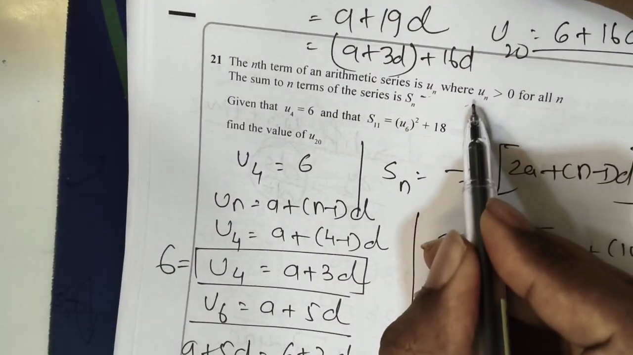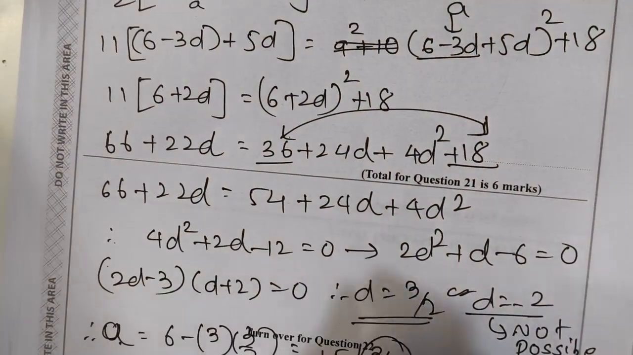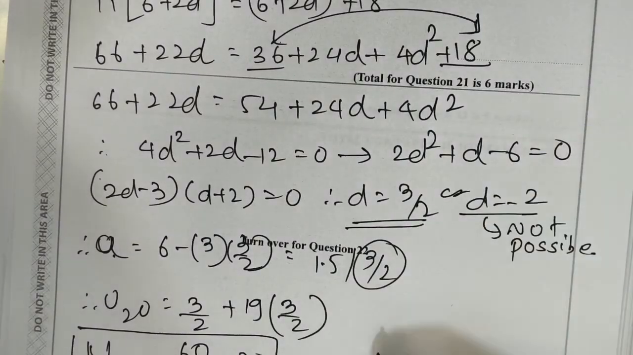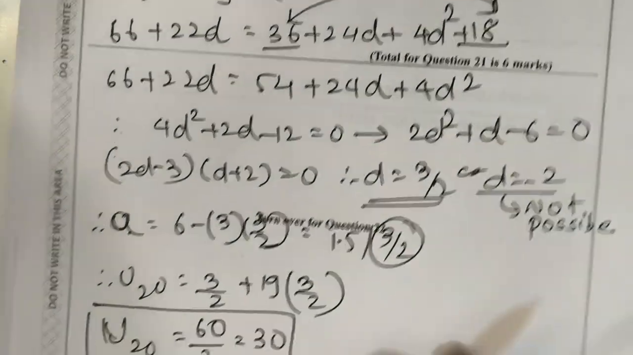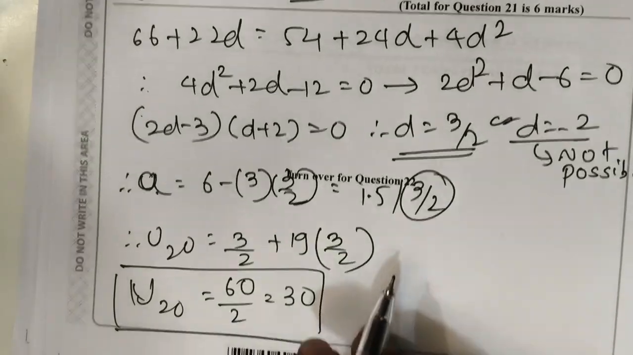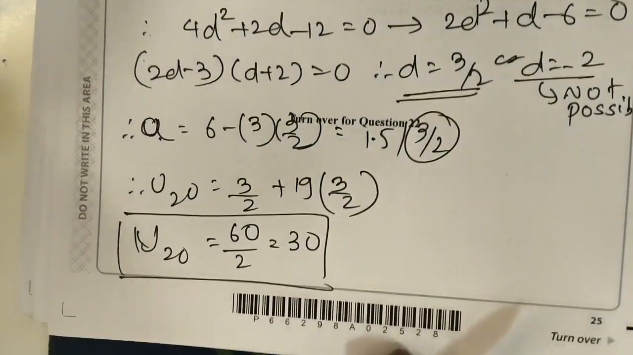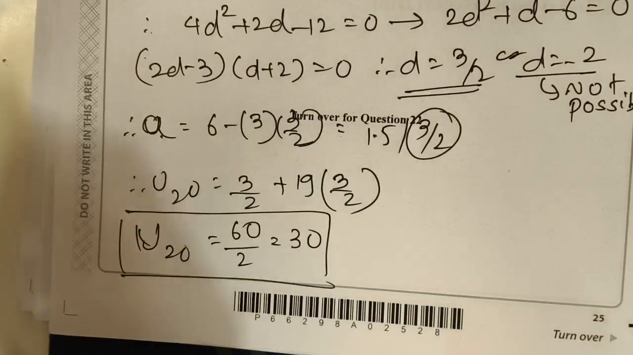But what they are saying, the sum says that UN is greater than 0. So of course you cannot take D as minus 2. Right? You can't take it, this is not possible. So A is equal to 6 minus 3, 3 by 2, 1.5. Correct? So U20 is equal to 3 by 2 plus 19 into 3 by 2. You got this. So U20 is equal to 30.